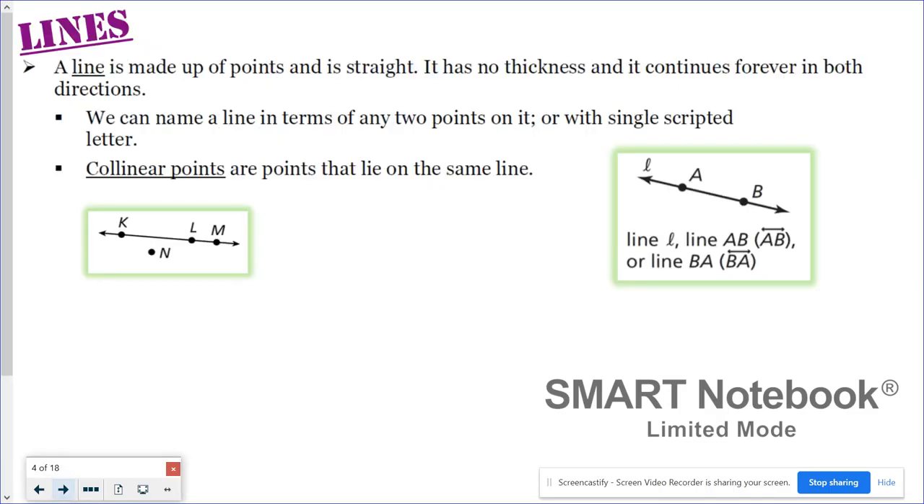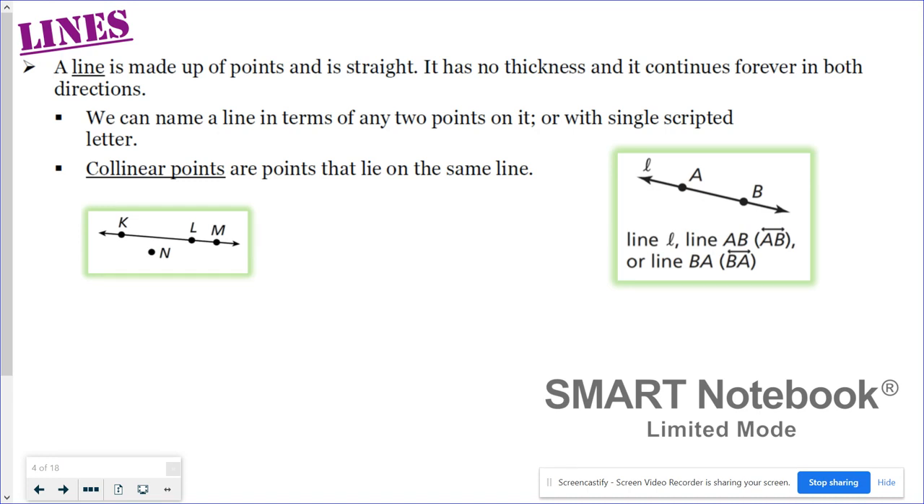Our second undefined term is line. A line is made up of points, an infinite number of points, and it's straight. It has no thickness and continues forever in both directions. If you look at the diagram on the right, notice that there are arrows at both ends of the line, and those arrows are showing that they continue forever in both directions.